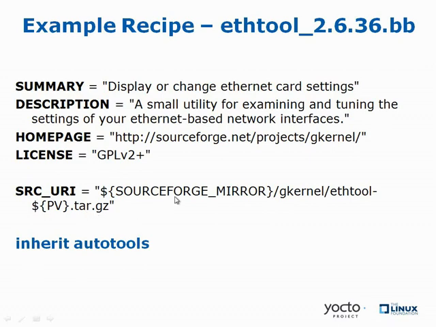The PV variable in the SRC_URI stands for the package version, and it corresponds to the portion of the recipe file name after the underscore. In this case, it expands to 2.6.36. Doing this makes it easier to upgrade this recipe when a new version of ethtool is released. It allows us to simply rename the recipe file and minimize the set of changes that we need to make to the contents of the recipe.